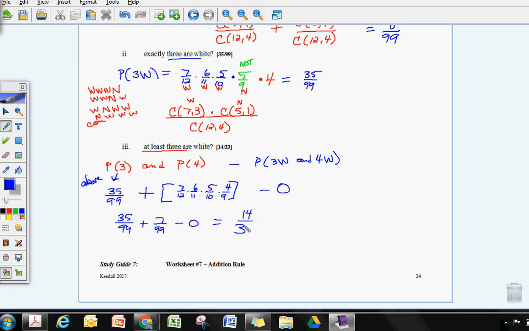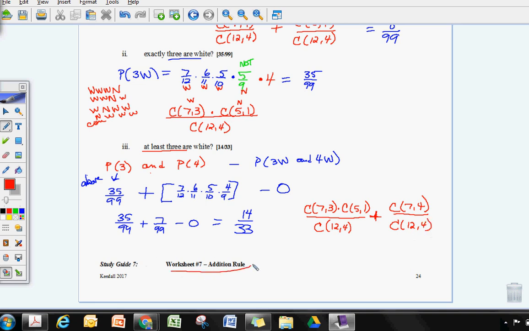Now, if you wanted to do this combination way, I would need the combination 7 choose 3 times the combination 5 choose 1 all over the combination of 12 choose 4. That's what we did up here in number 2. And that's going to be wrong sign, so let's fix it. Added on to the combination 7 choose 4. That's getting me all 4 white over the combination 12 choose 4.